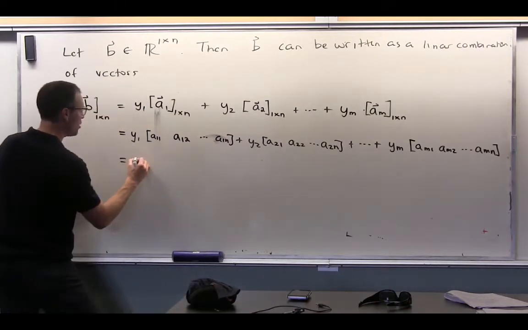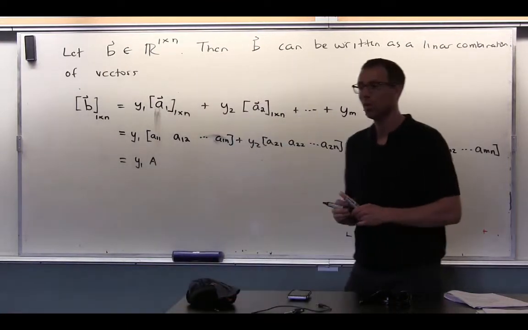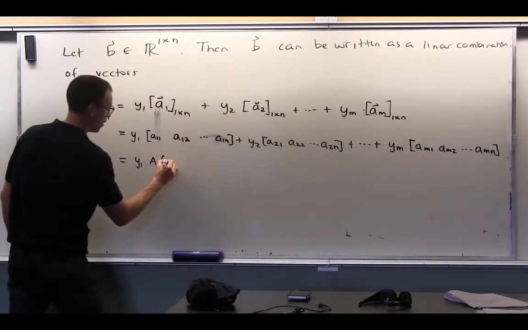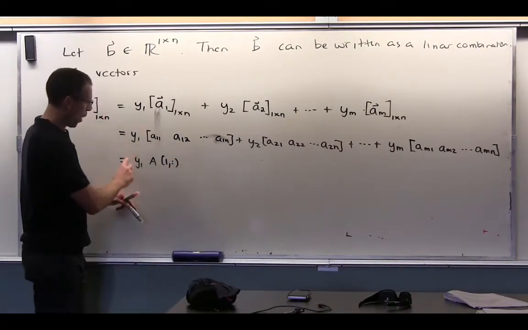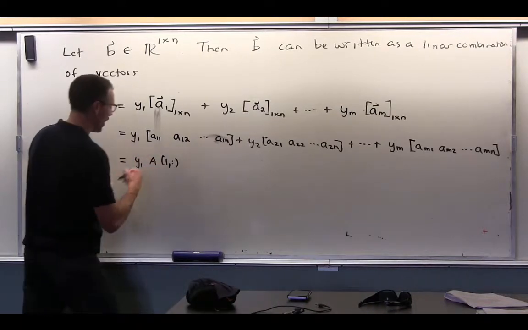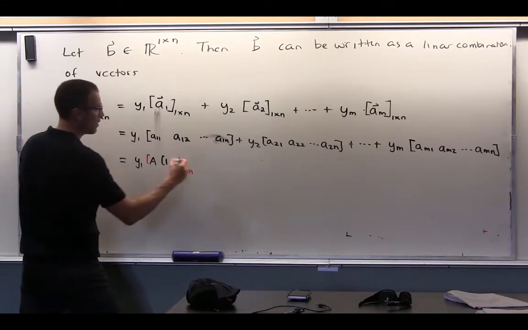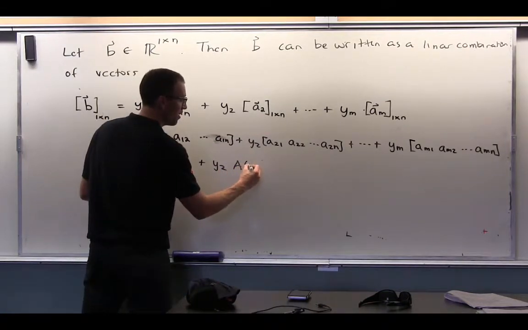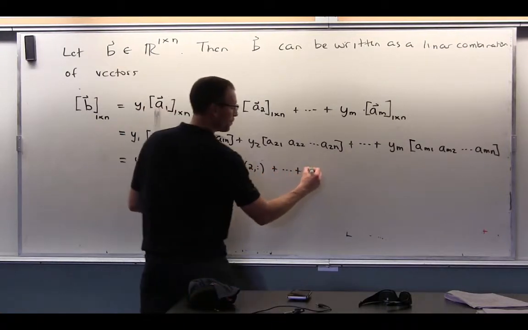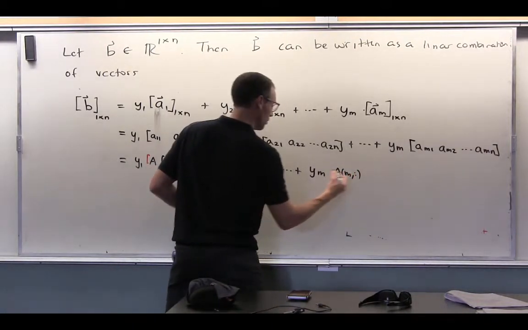Could you write this as a linear combination of the rows of A using colon notation? What would that look like? The way I would say that is y1 times the first row of A. And of course, the thing I'm going to advocate for is always to write the dimension. Now what's next? y2 times the second row of A, all the way down to what? Times the?